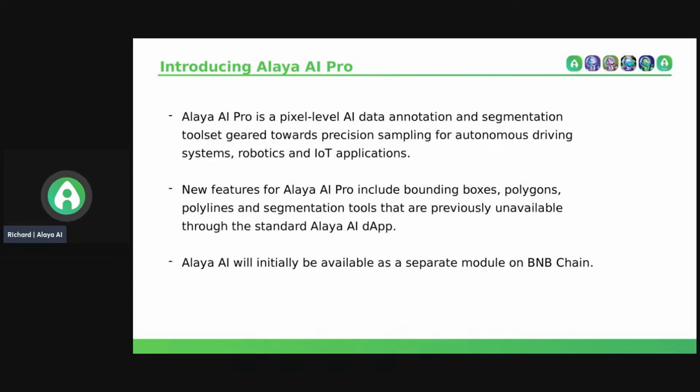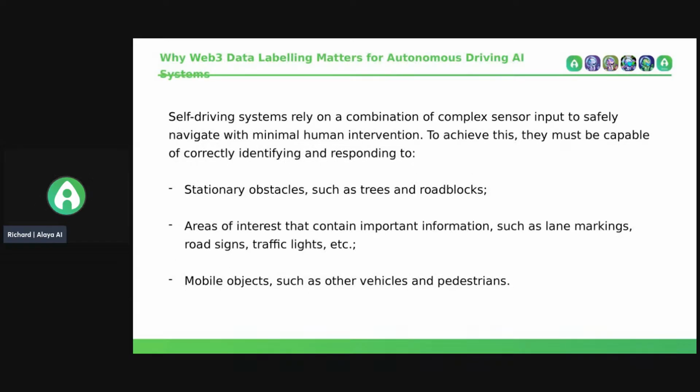So it's probably reasonable to ask why we have chosen to focus on the autonomous driving AI data sector for AI Pro, and why we have decided to leverage Web3 and BNB Chain in particular. To answer this question, it's probably more helpful if we start by taking a look at how autonomous driving AI systems work and how they interact with data in general.